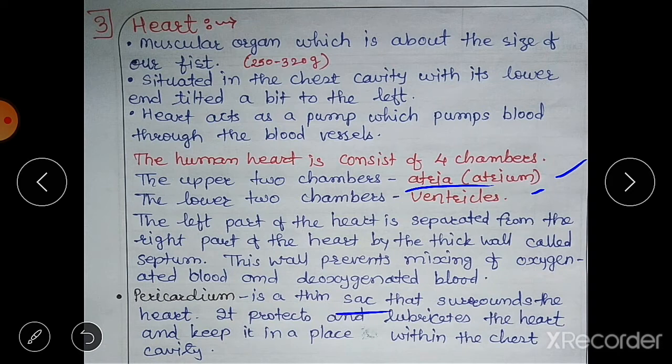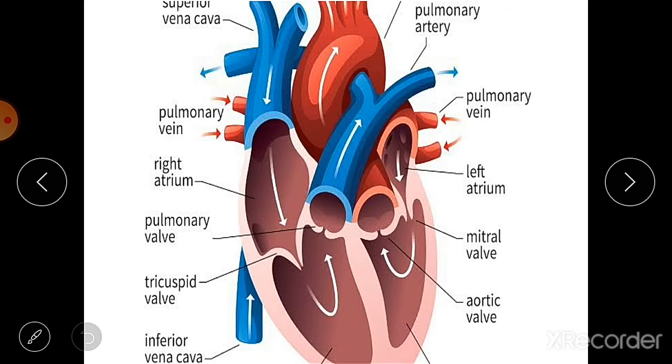Then, what is the pericardium? The pericardium is a thin sac-like structure that surrounds the heart. It surrounds the heart and protects it. It protects and lubricates the heart and keeps it in place within the chest cavity. Okay, so let's see the diagram of the heart.